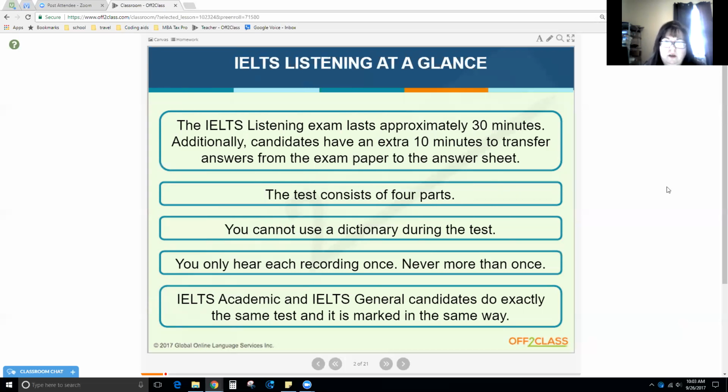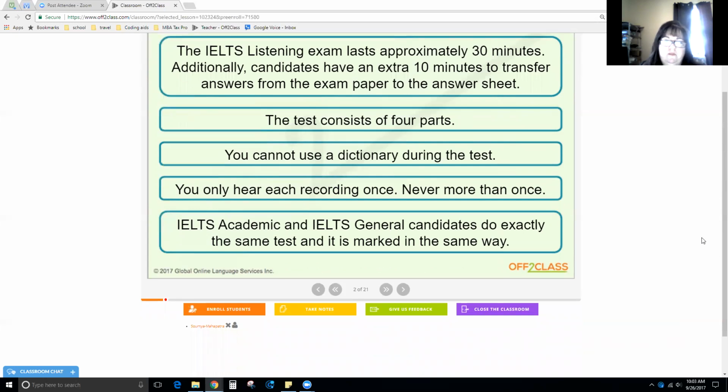I'm not sure. But the IELTS consists of 4 parts, reading, writing, listening, and speaking. So today we're talking about the listening section. I believe there's also 4 parts to the listening section. You can't bring a dictionary during the test. You hear each recording once, but not more than once, so you have to listen very closely. And the academic and the general candidates do the same test when it comes to the listening portion.